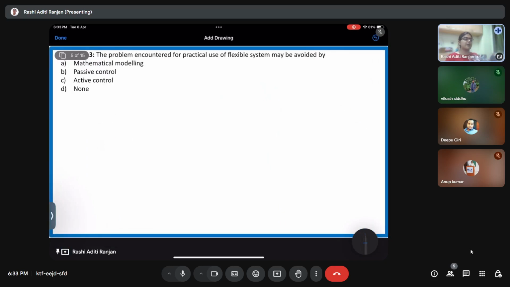The problem encountered for practical use of flexible system may be avoided by. The first one for us is going to be mathematical model. So how is a mathematical model concerned? In mathematical model, we derive the governing equation, which is essentially nonlinear. Then we try to find out the approximate analytical solution. If we know that the particular behavior is going to be periodic and it does not have that much non-linearity effect, we can use the approximate analytical solution.